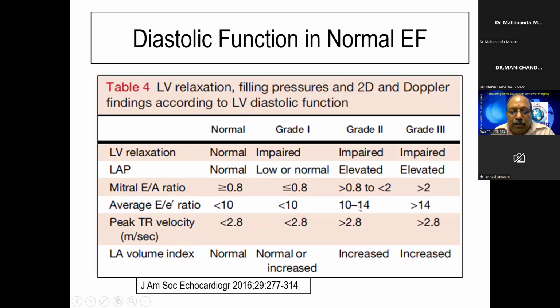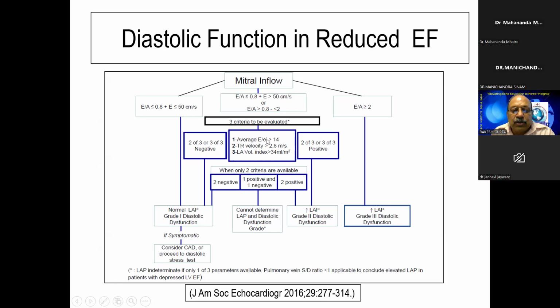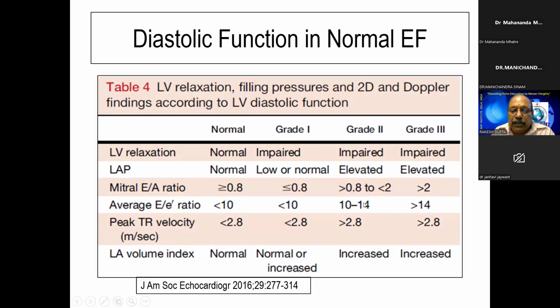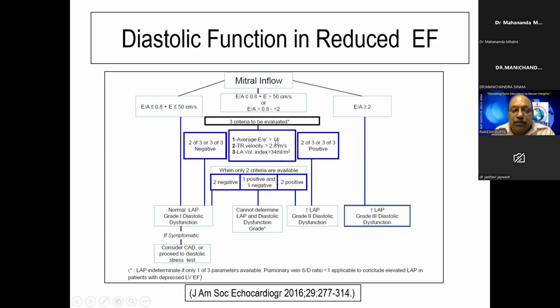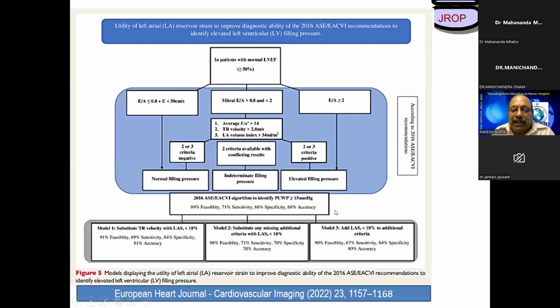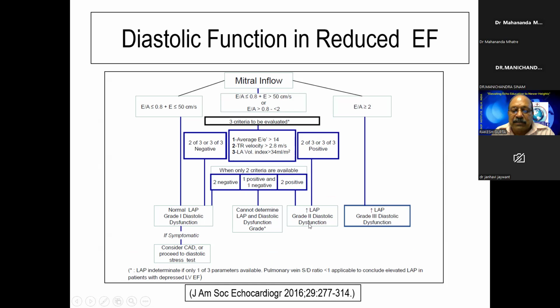Same parameters: average E/E prime, TR jet velocity, LA volume index. For normal ejection fraction, they mentioned E/E prime 10 to 14. Here it is more than 14, for reduced ejection fraction. If it's more than 14, TR velocity more than 2.8, LA volume index more than 34, then we classify them as grade 2 diastolic dysfunction. Yes, sir, that is reduced ejection fraction.